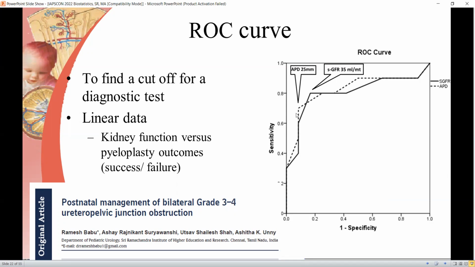We found that if the opposite side has more than 25 millimeter diameter, then probably they will need a pyeloplasty. And if the opposite kidney's single kidney GFR is less than 35, then probably that one will need a pyeloplasty. I'm talking about the opposite kidney in a bilateral PUJ obstruction. Here the area under the curve tells about the accuracy of the test. If the area under the curve is larger, then the test has high sensitivity as well as specificity. Whereas if the curve is flat, close to the diagonal line, then the test is not a good enough test.